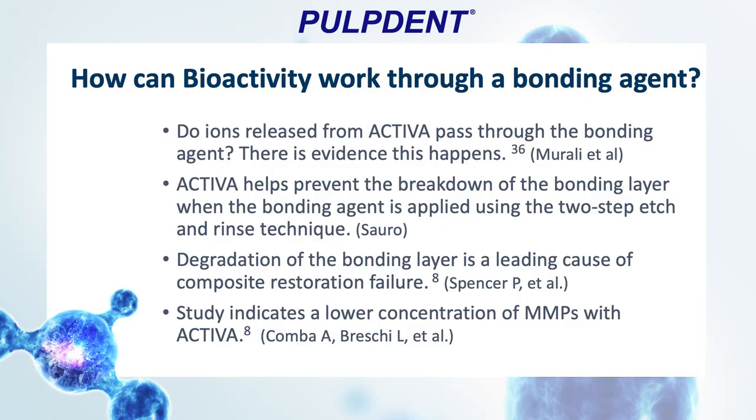ACTIVA helps prevent the breakdown of the bonding layer. How does it do this? By inhibiting the release of MMPs when the bonding agent is applied using a two-step etch and rinse. This is from Salvatore Soro.